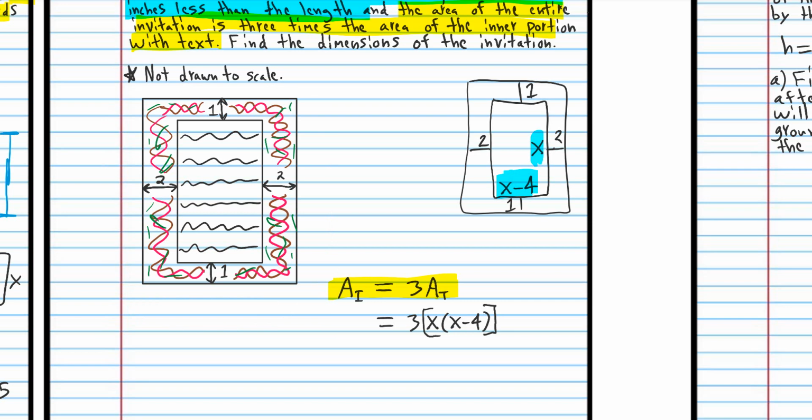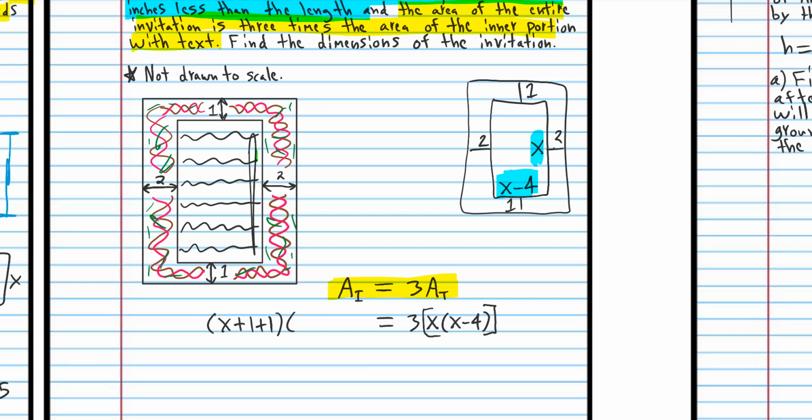Now we know that this inner part is x. This part here is x. So to find the total length of the whole thing, we just have to add 1 here and 1 here, so it becomes x plus 2. So that's the length of the entire invitation, x plus 2. I have to multiply that by the width. And let me just write x plus 1 so you can see what's going on there.